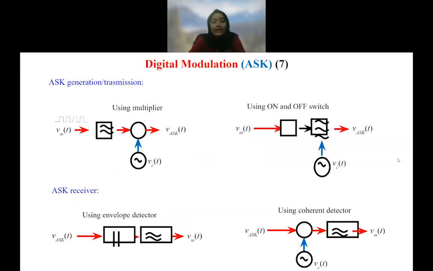All right, for next, this slide tells us how we can search for the ASK, how we want to do the ASK. Okay, so first, for the ASK generation or transmission, we need to use a multiplier or an on and off switch. And for the ASK receiver, we need to use an envelope detector and also a coherent detector. All right, that's all from me. Thank you.